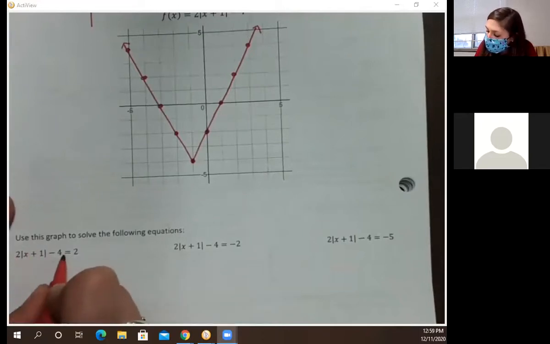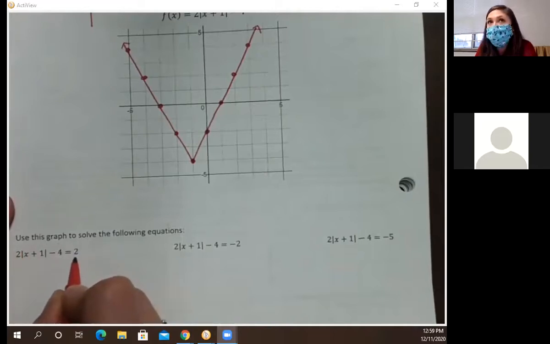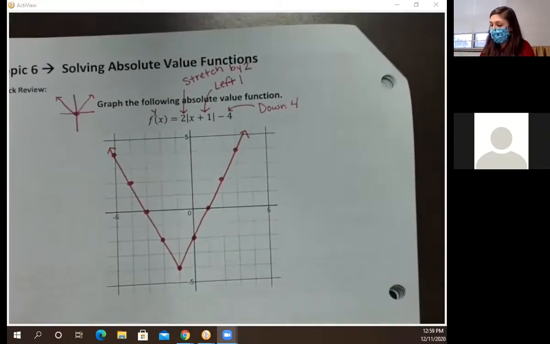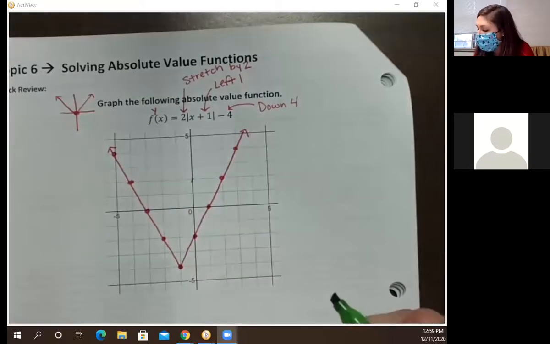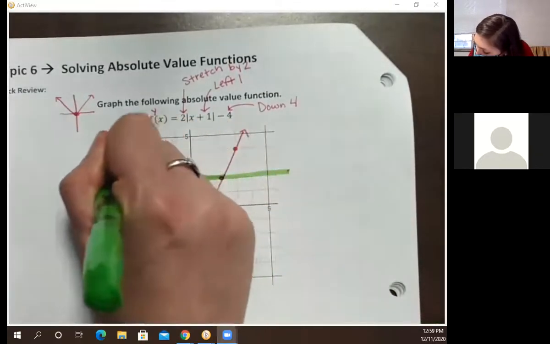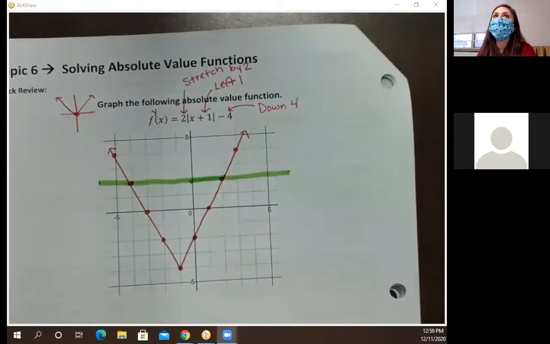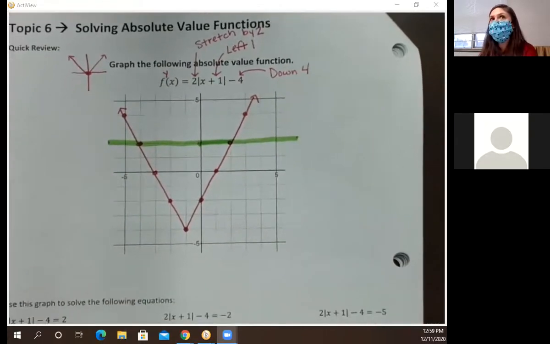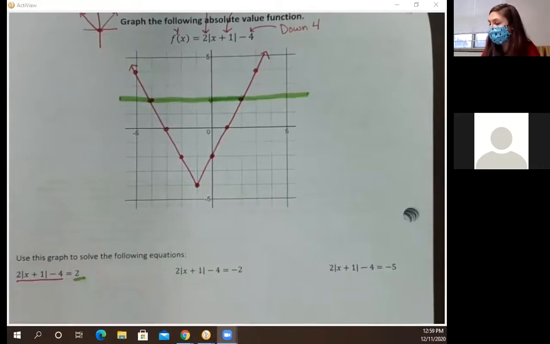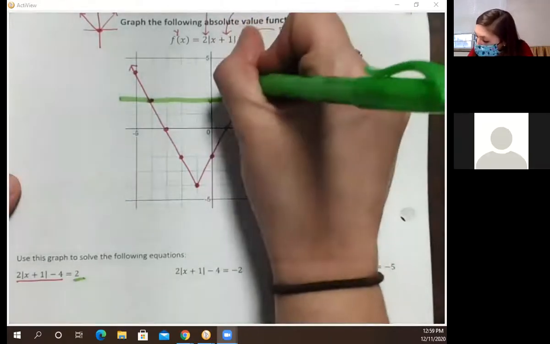So here, what I'm looking at in my graph is where is this absolute value function equal to 2? Well, 2 would be here on my graph. That's where y is 2. So I can go ahead and graph that as well. Graph that line at 2. And then if I want to know where these two pieces are equal, my 2 that I graphed in green and my absolute value function that's in red, if I want to know where they're equal, I'm going to look for intersections.